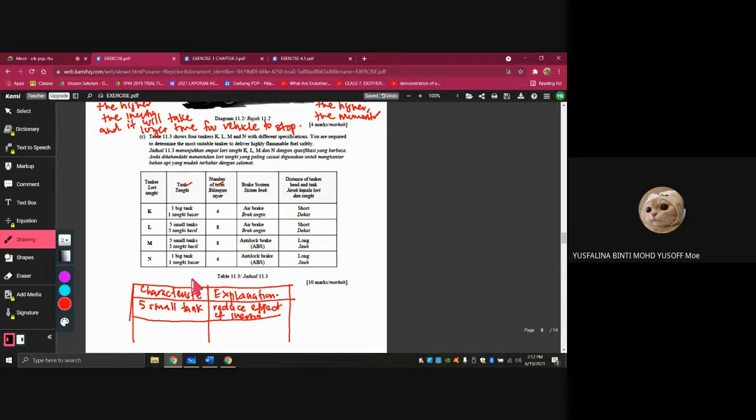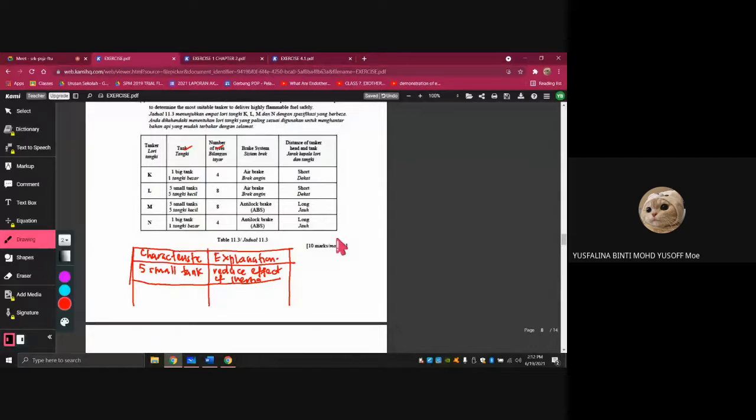For the number of tires, what should it be, 4 or 8? 8. Why should you have 8 tires? What happened if the heavy vehicle only got 4 tires? What happened to the pressure? High. Yes, so this is to reduce the pressure, and also to make it more stable. So 8 tires, to reduce the pressure. That's why you need to have 8 tires.